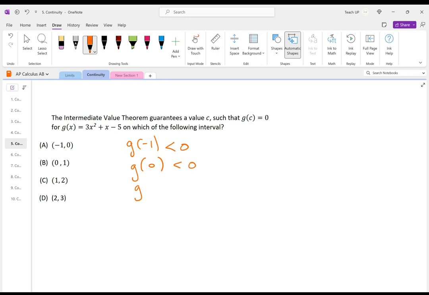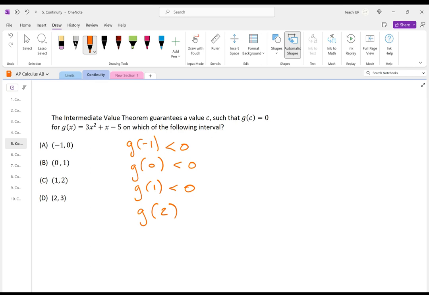What about g of 1? So g of 1 is going to be 1 to the second power is 1 times 3. 3 plus 1 is 4. 4 minus 5 is going to be a negative number. What about g of 2? So far, we're finding that all of these values are negative, so we haven't gone from negative to positive yet.